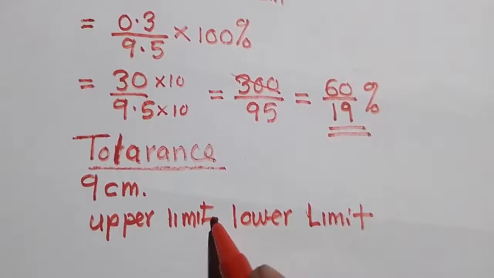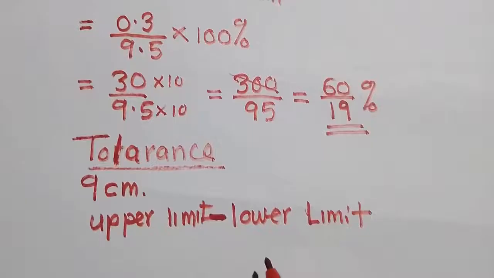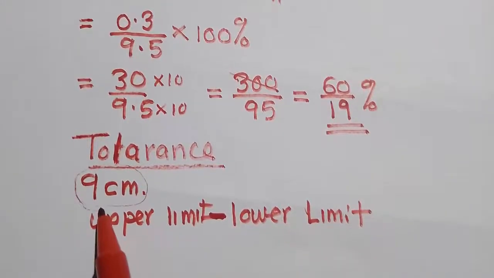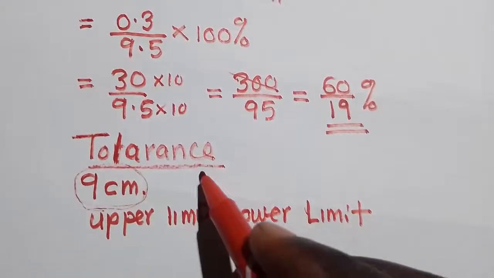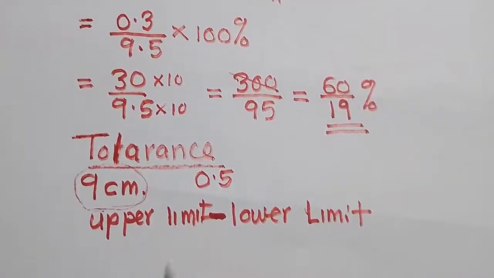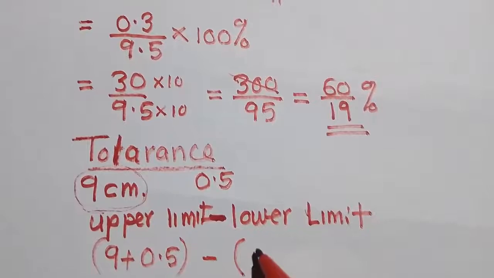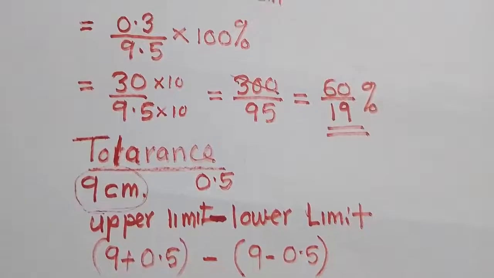This is the formula. This is minus here. So what you need to do is that you know the upper limit. First, you calculate the absolute error of that number. Have you seen? So what is the absolute error? I told you that's 0.5. So to find the upper limit, you say 9 plus 0.5, like that. You say minus the lower limit, you say 9 minus 0.5. This is what you're going to do.